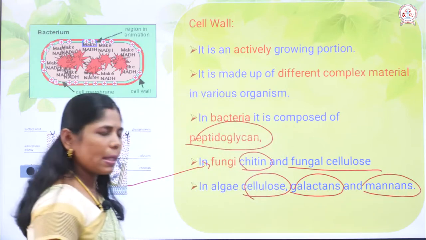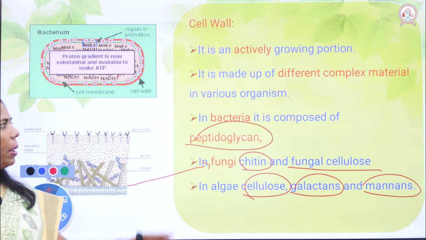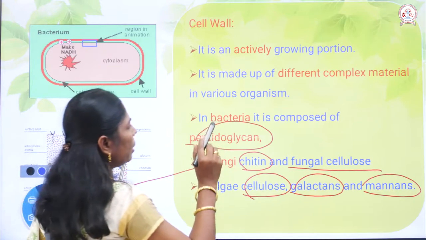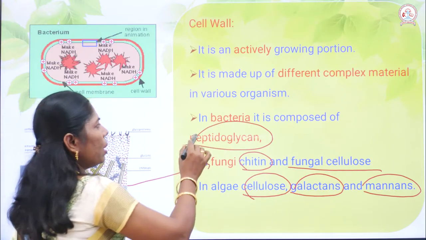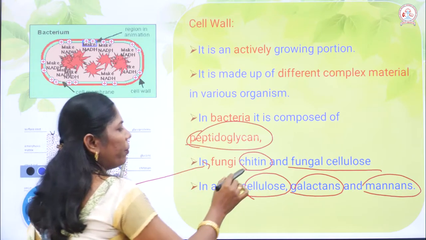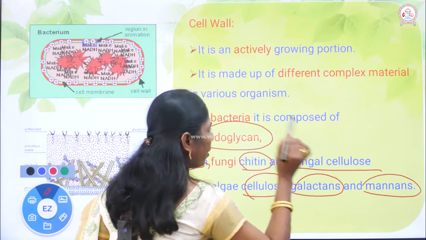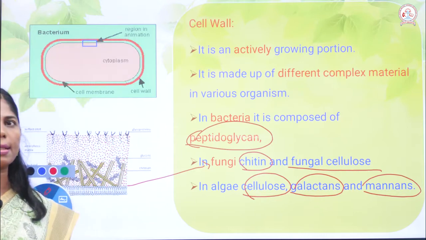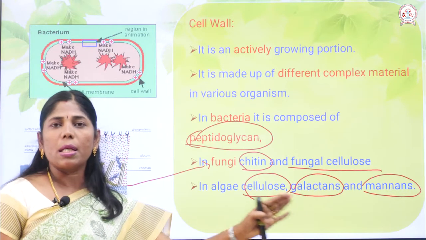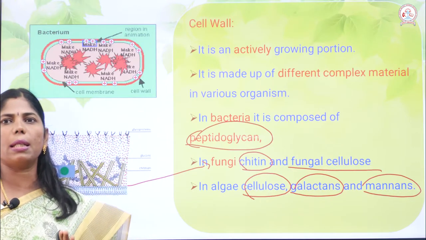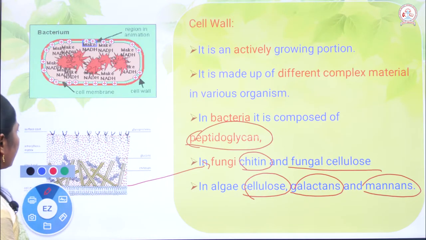Okay? So these are the cell wall materials. In the plant cell, most plant cells have cellulose, we say, but bacteria consist of peptidoglycan and fungi consist of chitin and fungal cellulose. Algae consist of cellulose, galactans and mannans. So these are all the cell wall materials in algae.